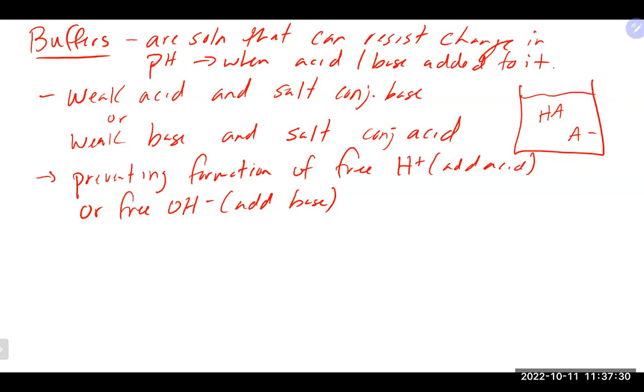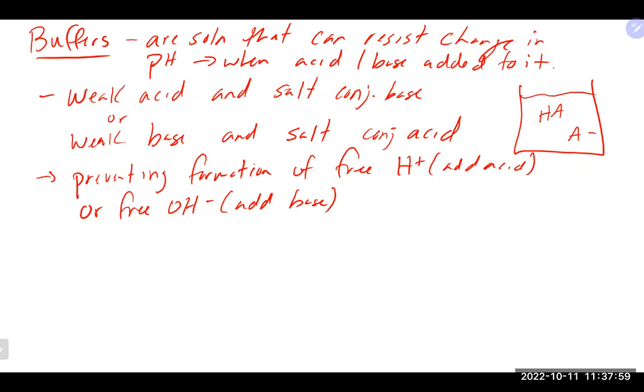You would generate a lot of free OH minus really, really quickly. And remember, OH minus and H plus are tied together. So as one goes up, the other goes down. So as the OH minus concentration would go up, the H plus concentration would go down, and you would see a big jump in the pH going upwards and more basic in that case. So by being able to prevent the formation of either of those things, it's able to keep the pH relatively constant.